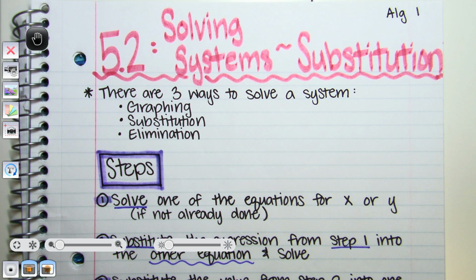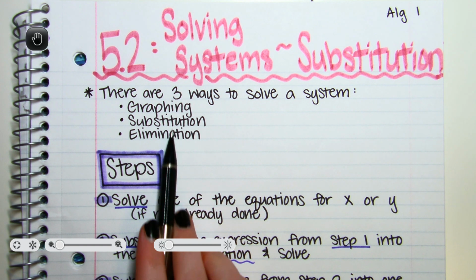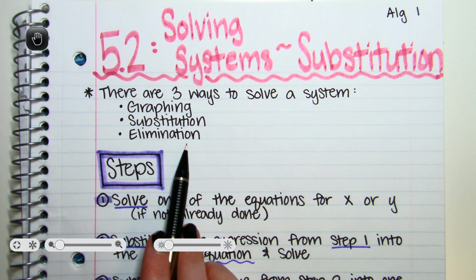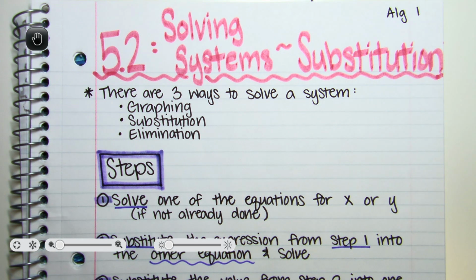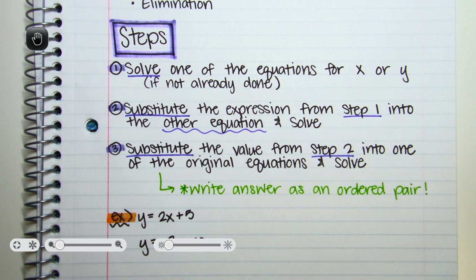Everyone, so today we're going to be doing notes on section 5.2, which is solving systems of equations using substitution. So there's three different ways to solve a system. Last time we looked at solving them by graphing. Today we're going to look at substitution, and then the last one we'll look at next week is using elimination. All right, so go ahead and pause this real quick to write down the steps, and then I will walk you through them.